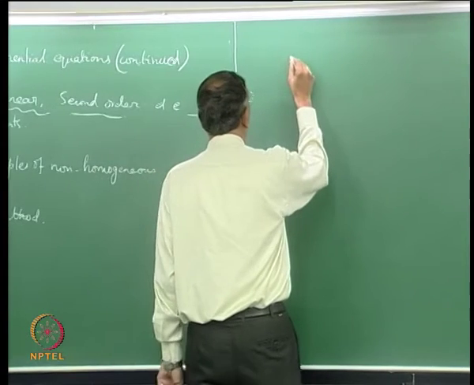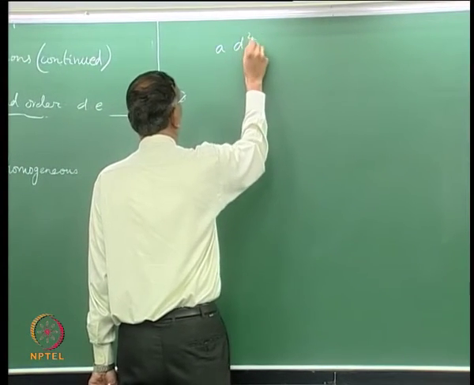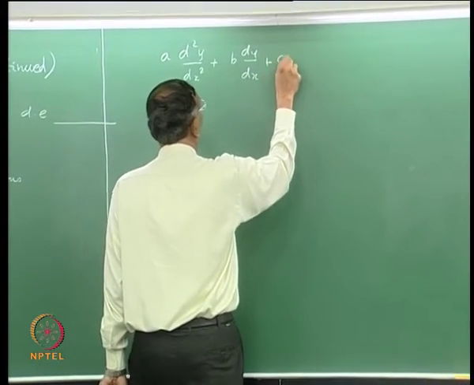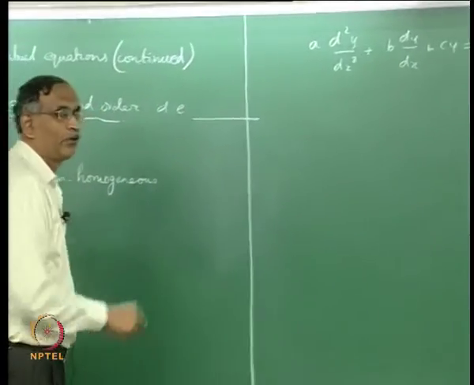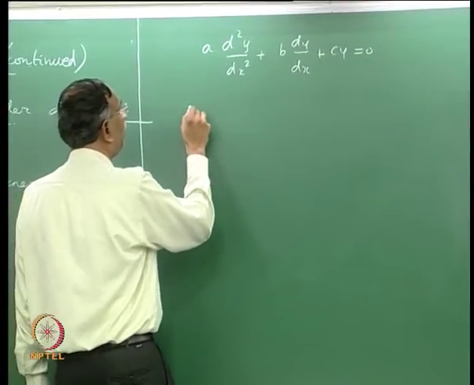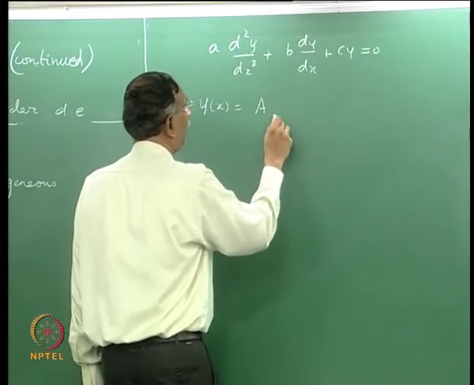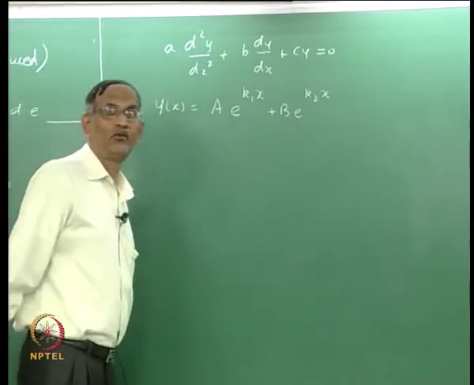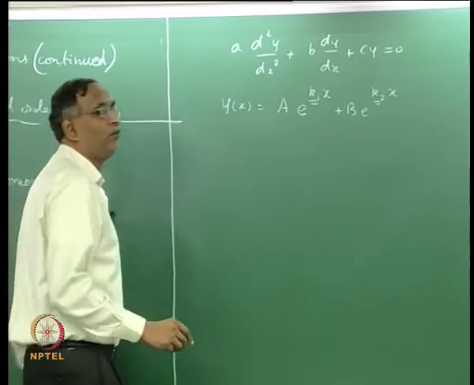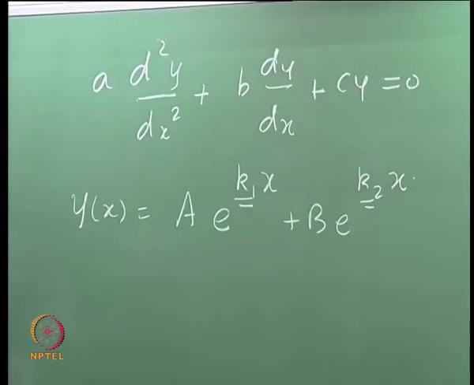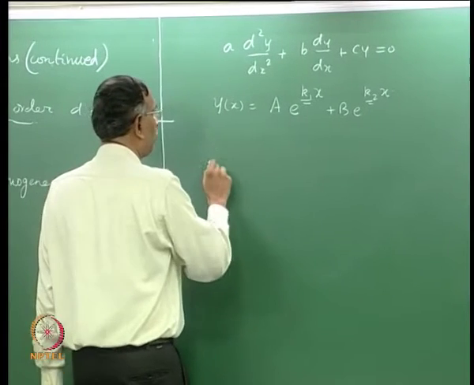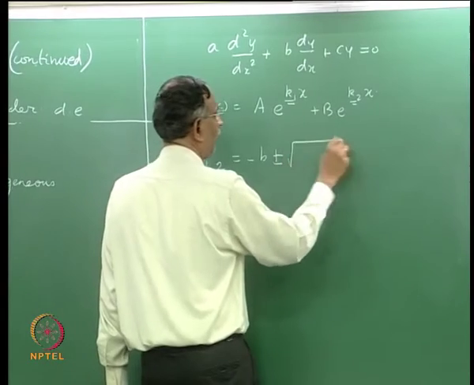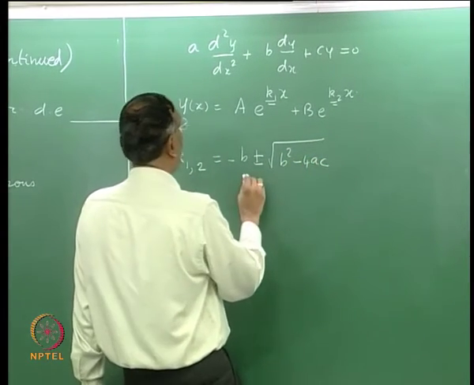You remember that when we write down a differential equation A d square y by dx square plus B dy by dx plus C y is equal to 0, that is with constant coefficients, we know that this has two solutions, namely y of x is given by A exponential k1 x plus B exponential k2 x. The two constants k1 and k2 are obtained by substituting one of the exponentials in here and solving the corresponding quadratic equation. So you remember that k1 or 2 is given by minus b plus or minus square root of b squared minus 4ac by 2a.